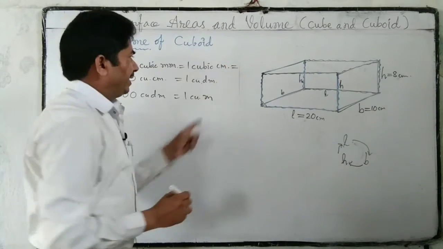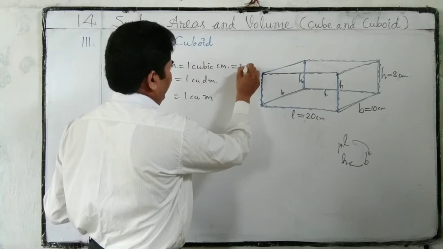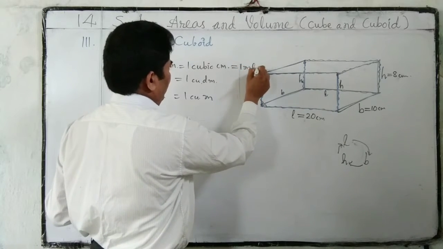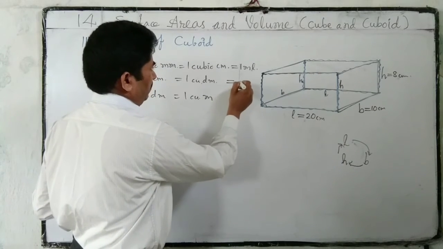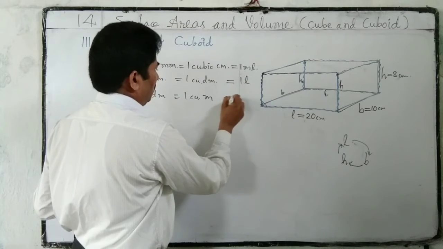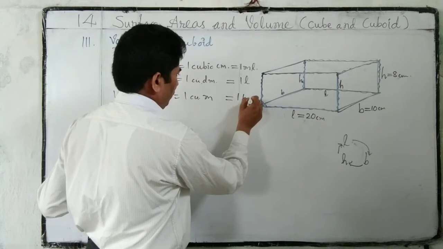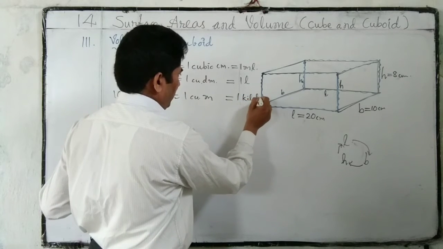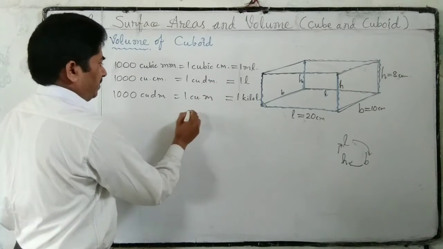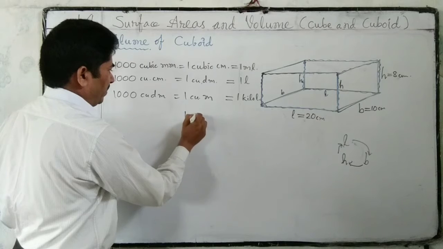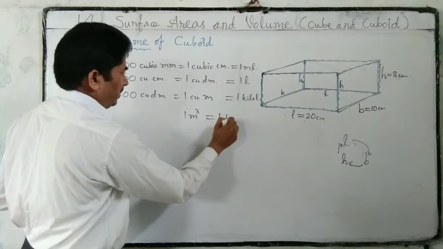1 cubic centimeter is also called 1 milliliter. 1 cubic decimeter is also called 1 liter. 1 cubic meter is also called 1 kiloliter. Cubic meter, we can write like this also, 1 meter cube, 1 kiloliter.